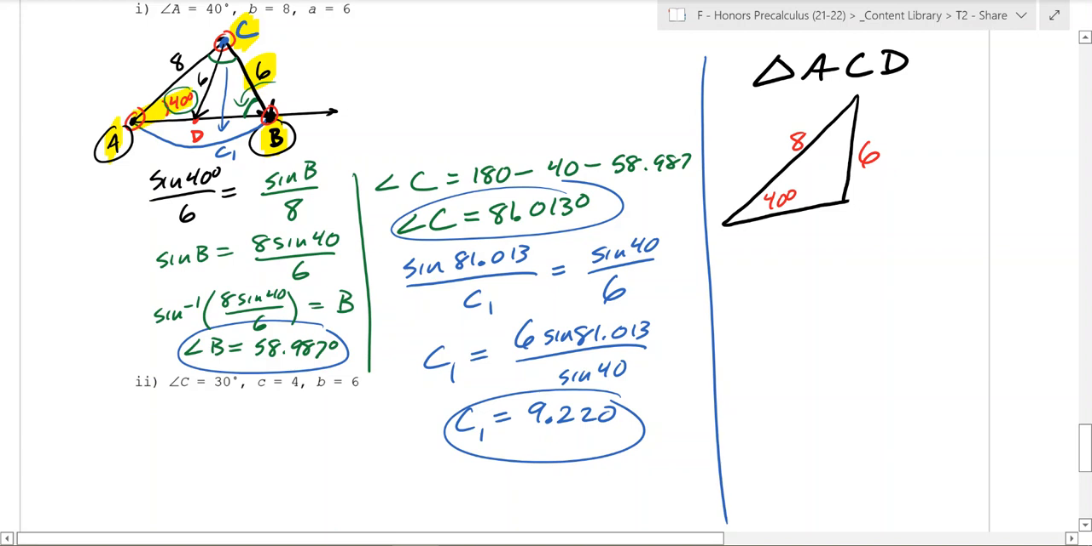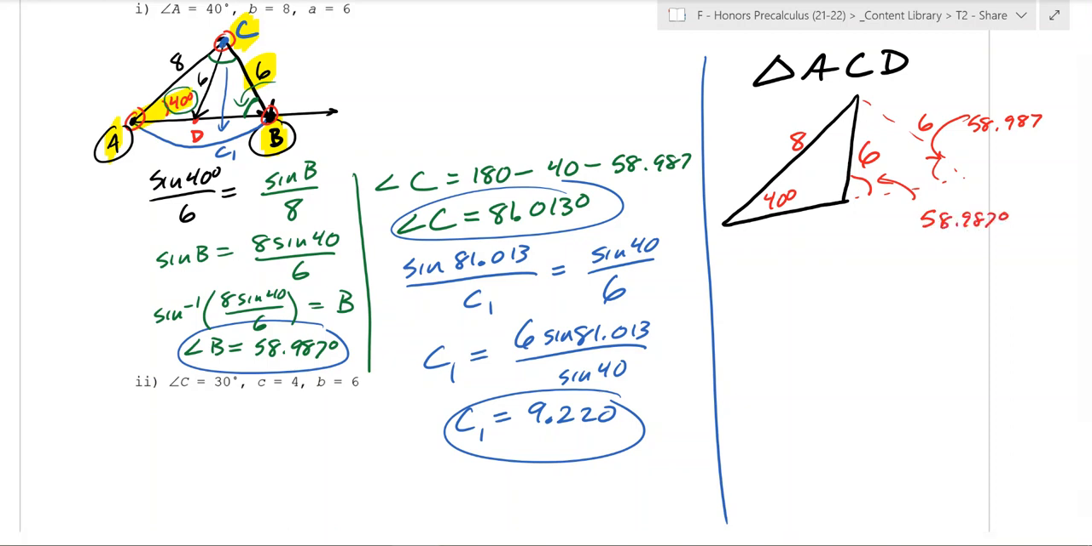So we'd love to know more angles here. This goes out, and the other triangle was right there, and we knew that that one was 58.987 degrees right there. I'll write it off to the side so it's easier to see. So that angle right there is 58.987 degrees. Because this is 6 and that's 6, that angle right there also has to be 58.987 degrees. And this whole angle from here to here is 180 degrees.